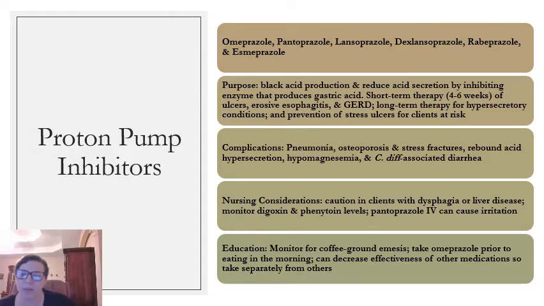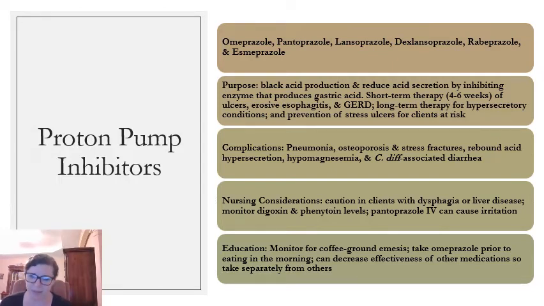But long-term therapy, we can have these medications for hypersecretory conditions, again, where they're secreting more acid than they're supposed to, or to prevent stress ulcers for clients that are at risk for developing continuous stress ulcers. Complications of proton pump inhibitors are going to be pneumonia, osteoporosis, and stress fractures. So osteoporosis is that breakdown of the bone, so then that's going to lead to stress fractures from just a simple trip where they can break their ankle.